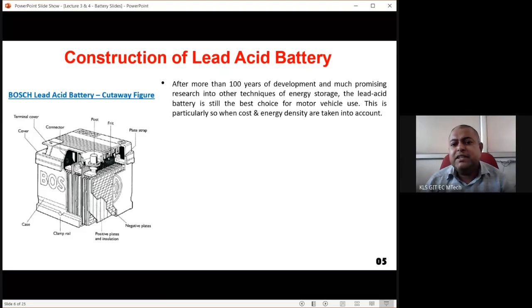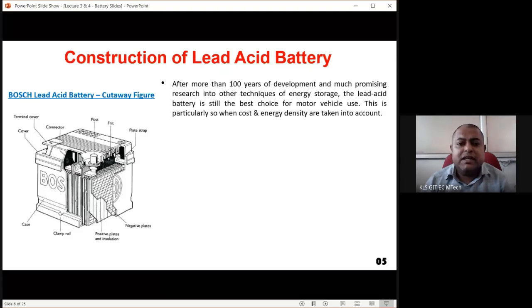So after more than 100 years of development, I'm just going through the slide, and much promising research into other techniques of energy storage like fuel cell, there can be ultra capacitor, and many other different types of batteries. But mainly after 100 years of development also, lead acid battery is still the best choice for motor vehicle, because it can give very high amount of energy in very less time. So that is the main requirement for the starter or starting of the motor. Very fast, there should be a surge or an impulse kind of response that the battery should be able to give to the starter.